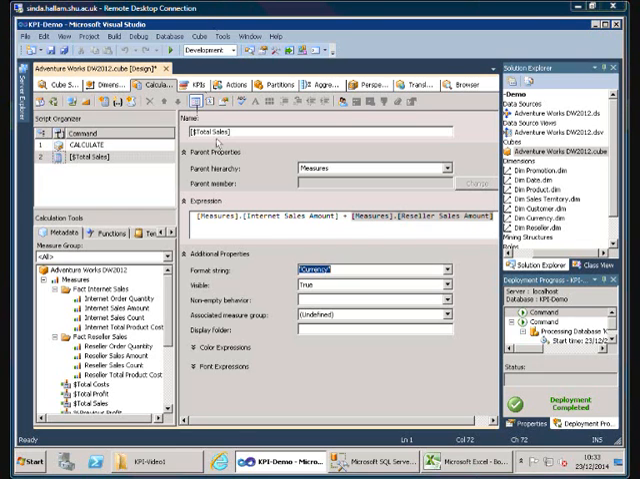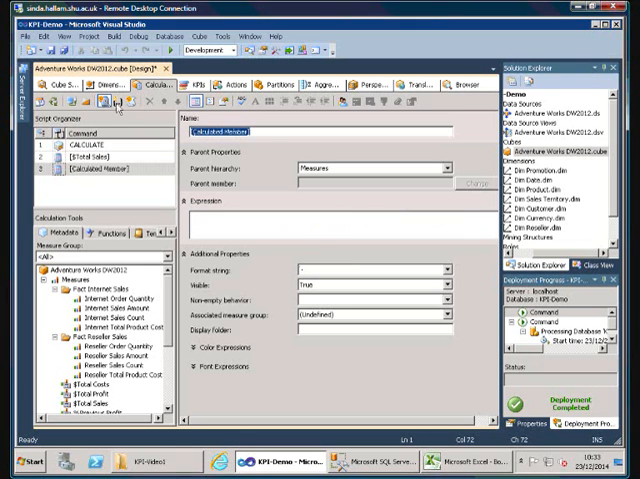Let's also set up, as well as total sales, a total costs. So we're going to do a new calculated measure. This one is going to be the amount of money of the total costs, and likewise it's going to be the internet sales total costs plus the reseller total costs, which is again a currency value.